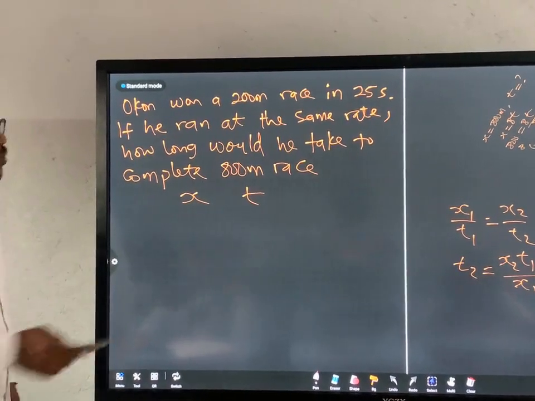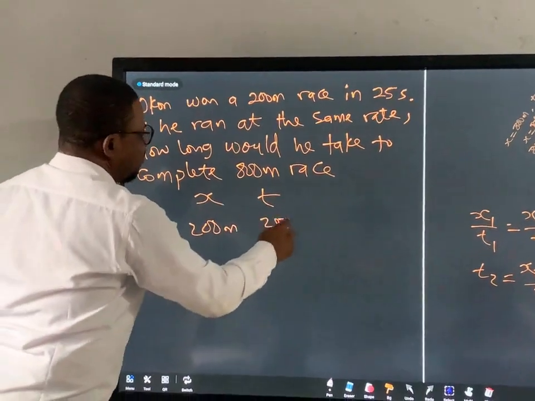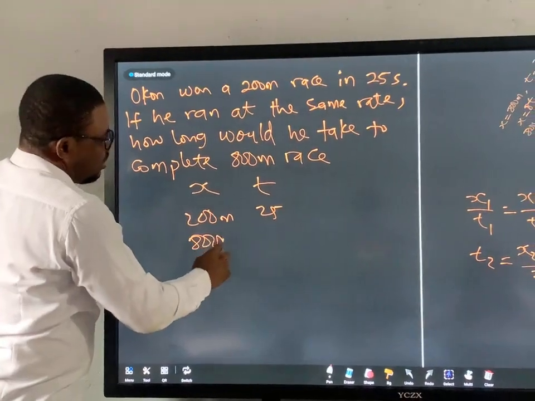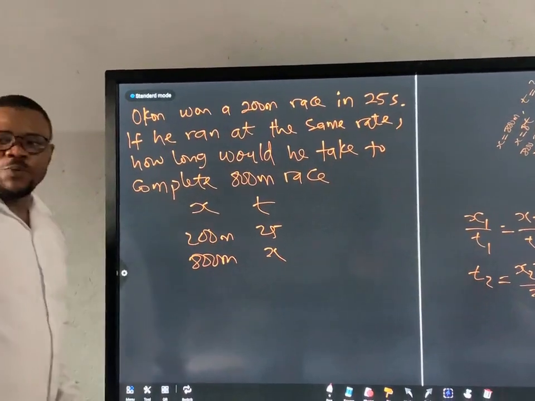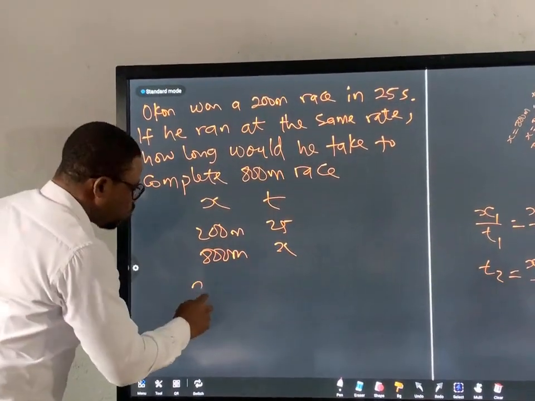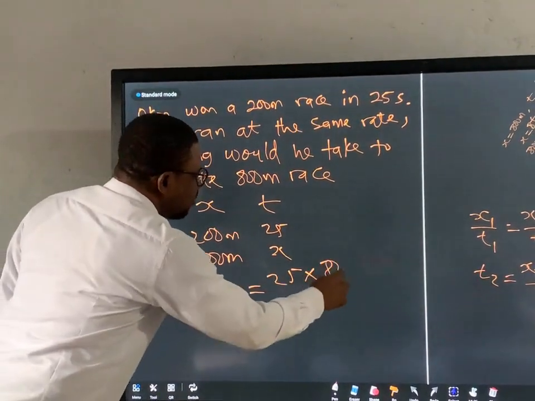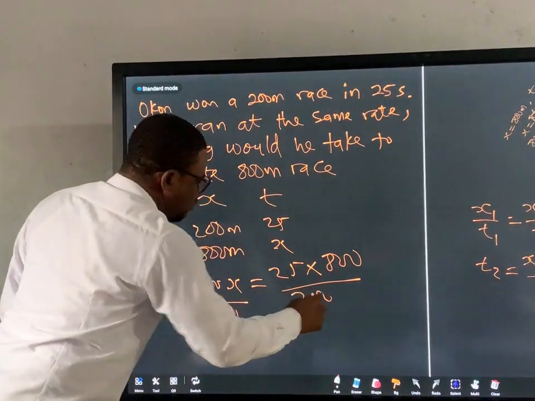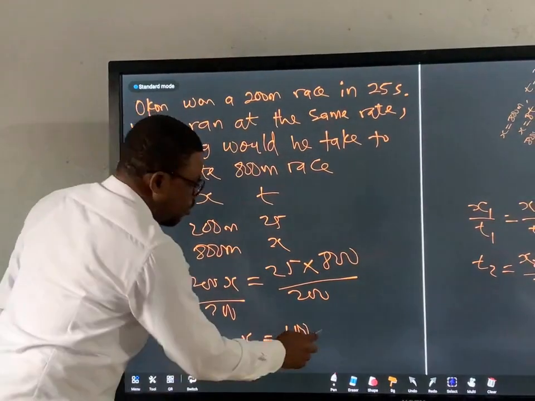What's the first set of values? We have 200, and then we have 25. Then now we have 800, and let's call it X. Are you with me? It's a direct proportion, so what do we do? We cross multiply. So I'll do this to get 200x to be equal to 25 times 800. So at the end, divide this by 200. X is going to be equal to 100.